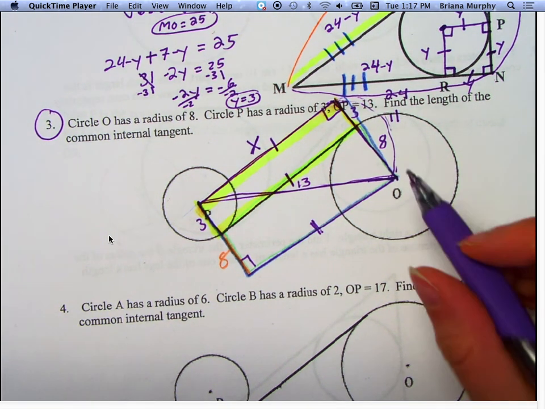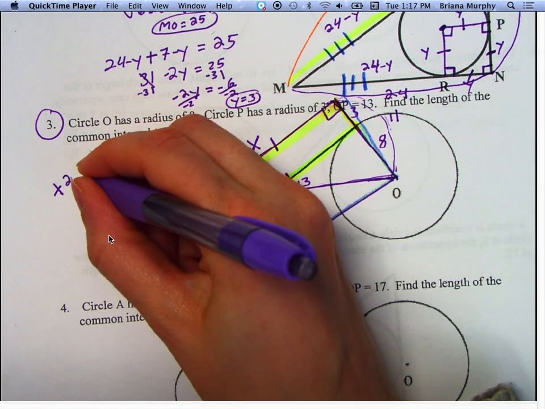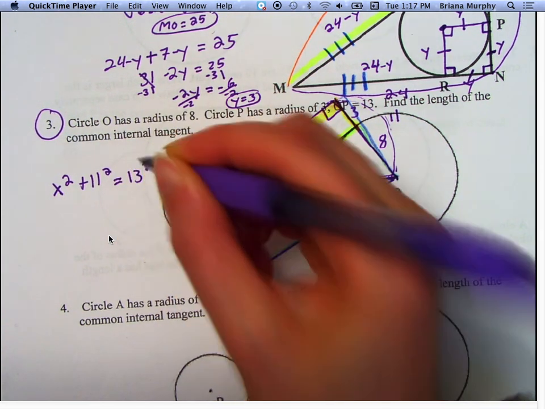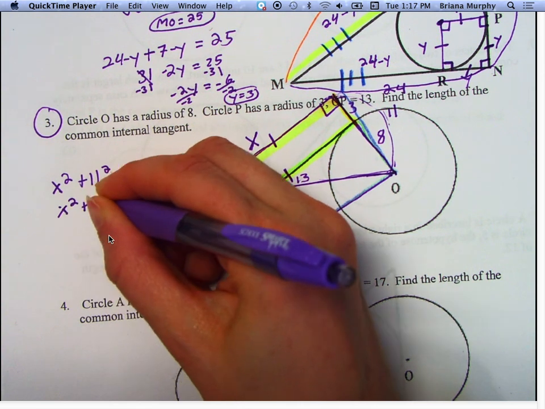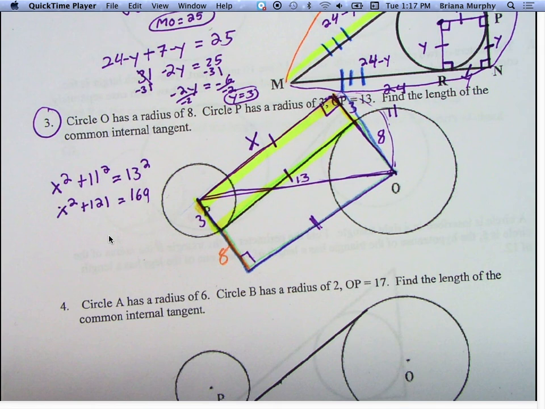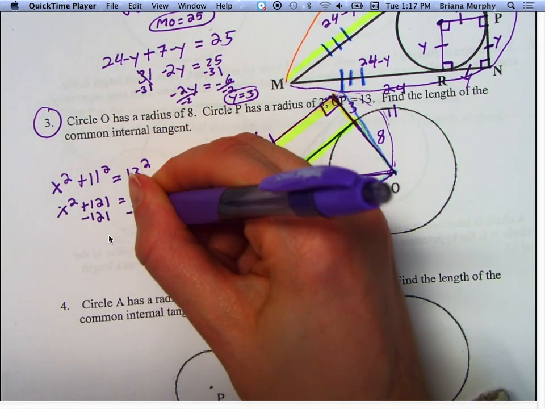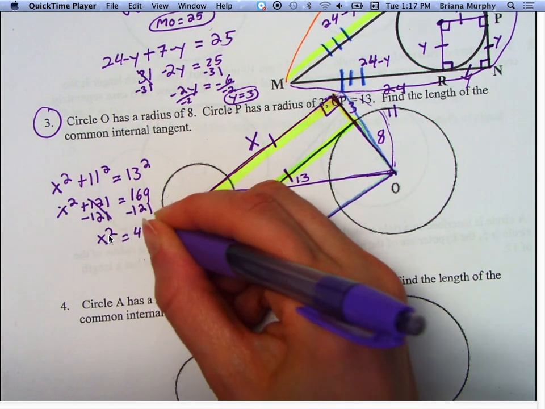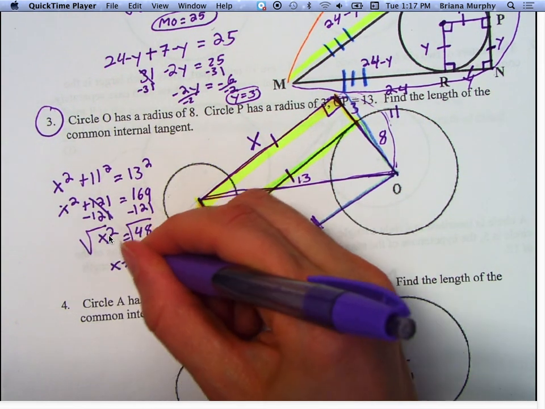So, we can do x squared plus 11 squared equals 13 squared. So x squared plus 121 equals 169. I'm going to subtract 121 from both sides. I'm going to get x squared equals 48. And then I'm going to square root both sides, and x is going to equal 6.9.